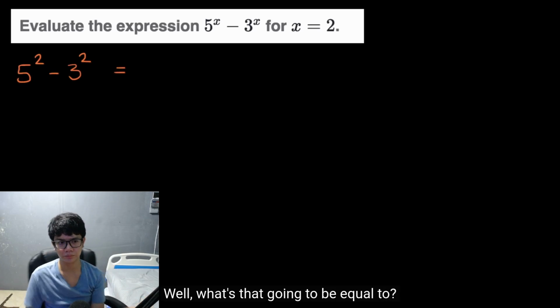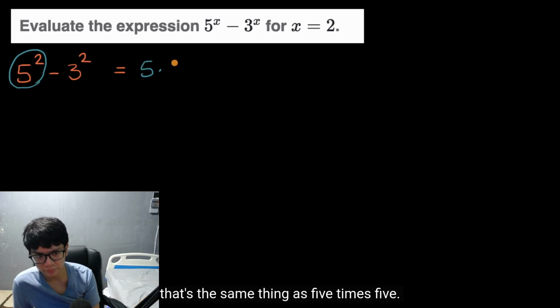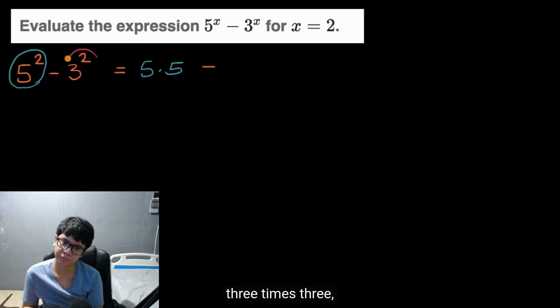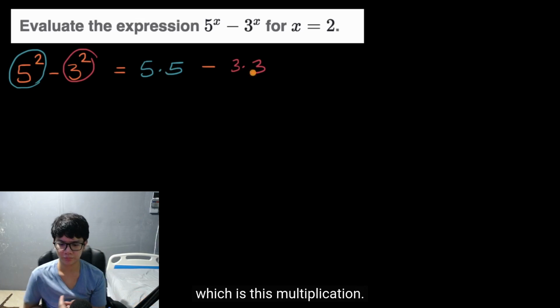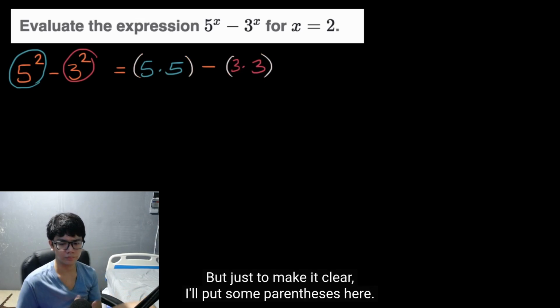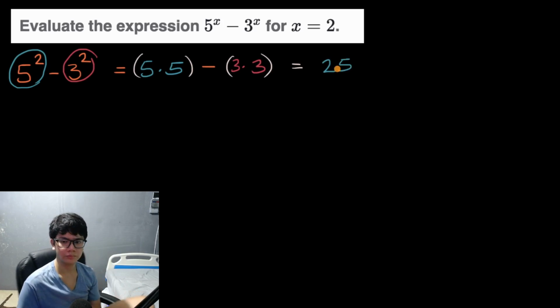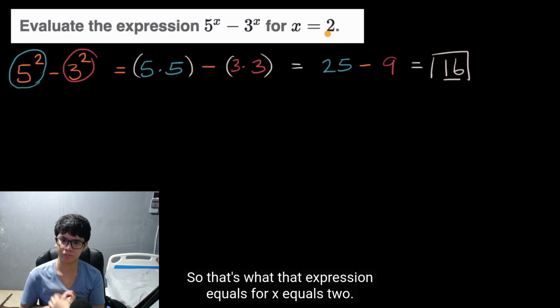Well, what's that going to be equal to? 5 to the second power is the same thing as 5 times 5. And from that, we are going to subtract 3 times 3. Order of operations tells us to do the exponents first, which is this multiplication, but just to make it clear, I'll put some parentheses here. This is going to be equal to 5 times 5 is 25 minus 9, which is equal to 16. So that's what that expression equals for x equals 2.